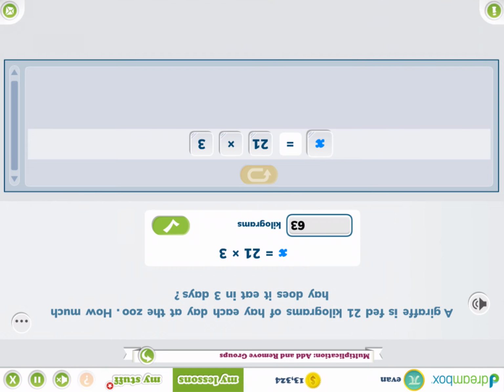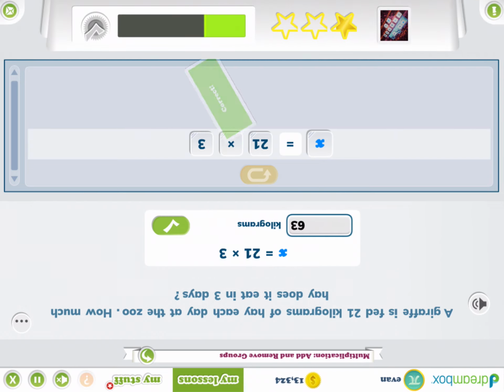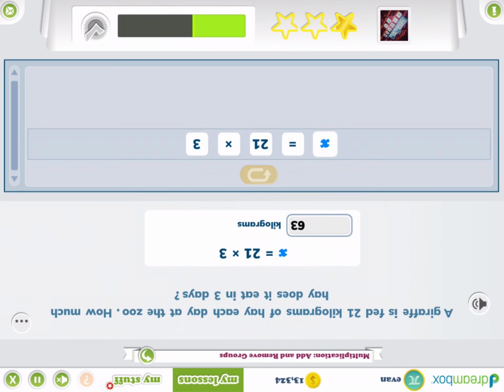Good job! A giraffe can eat 63 kilograms in 3 days.